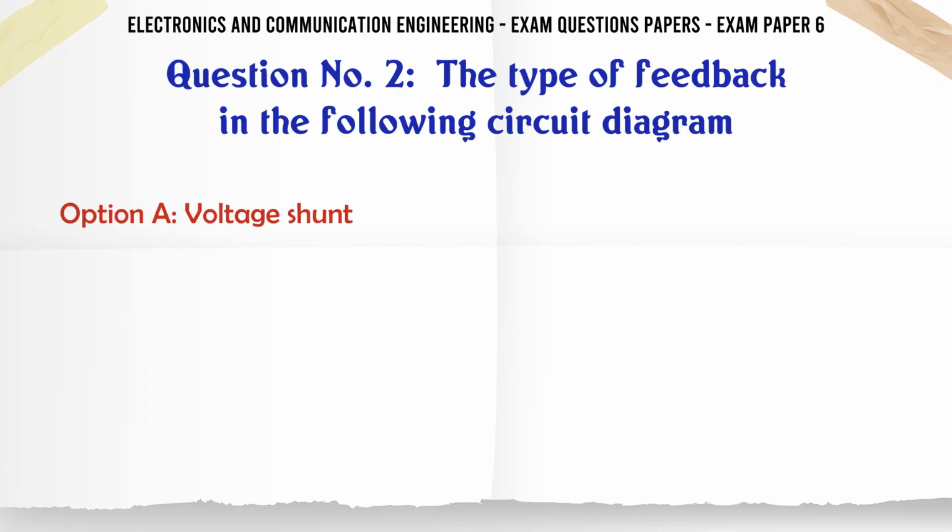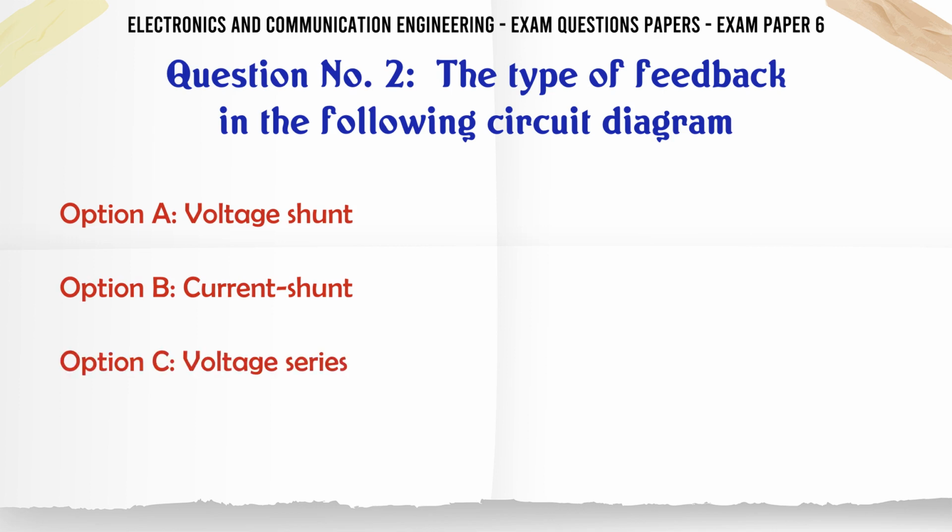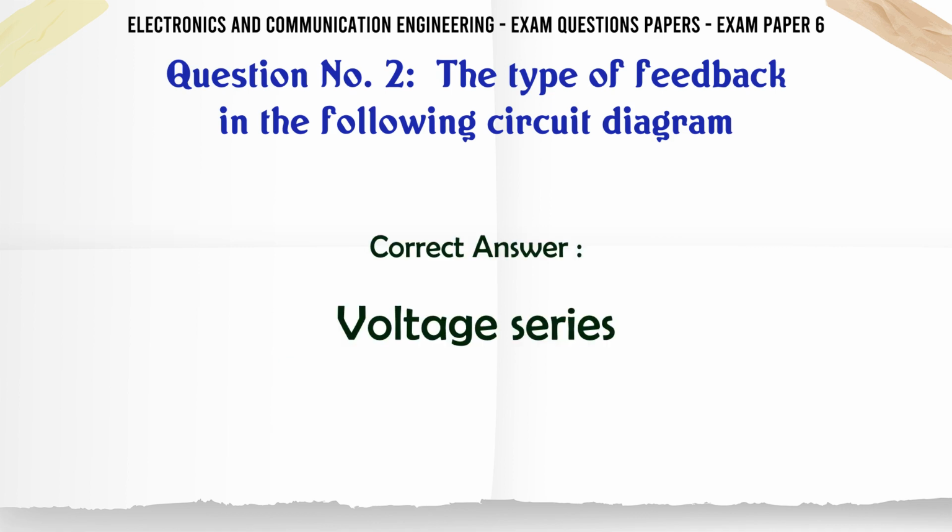The type of feedback in the following circuit diagram is: A. Voltage shunt. B. Current shunt. C. Voltage series. D. Current series. The correct answer is voltage series.